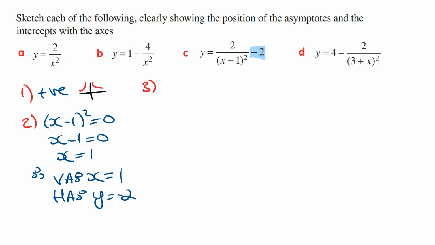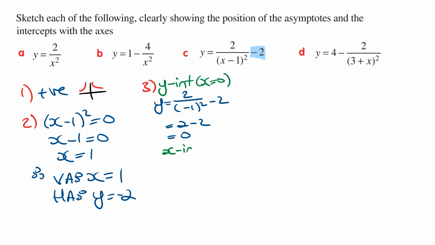And now we need to work out the x and y intercepts. For the y-intercept, we let x is equal to 0 and then solve for y. And so this is going to be y is equal to 2 over 0 minus 1, which is minus 1, and then all squared, minus 2. Minus 1 squared is just 1, and so this is going to be 2 on 1, which is 2, minus 2, and so this is just going to be 0. And so the y-intercept is going to be 0.